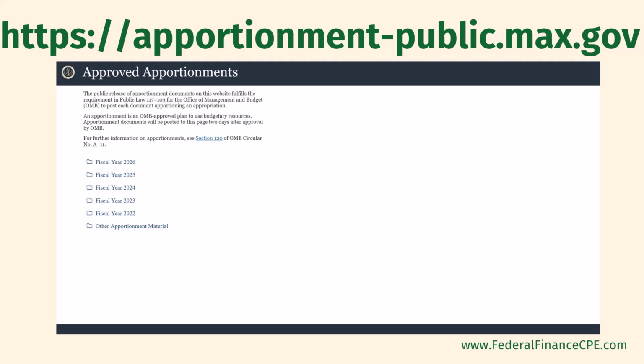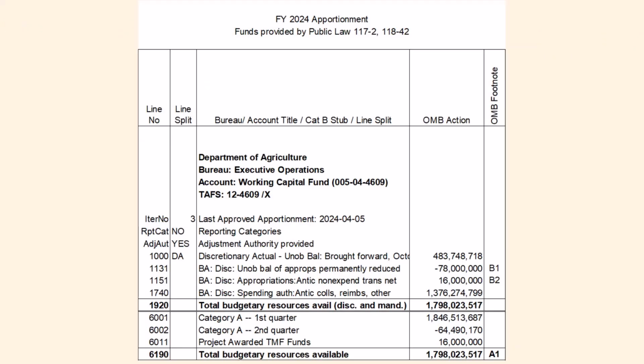If you want to follow along, you can find all federal apportionments at apportionment-public.max.gov. This publicly available website contains apportionments for the current fiscal year and previous years, making it an excellent resource for understanding how different agencies structure their budget controls. Our first example is an FY 2024 apportionment for the Department of Agriculture.